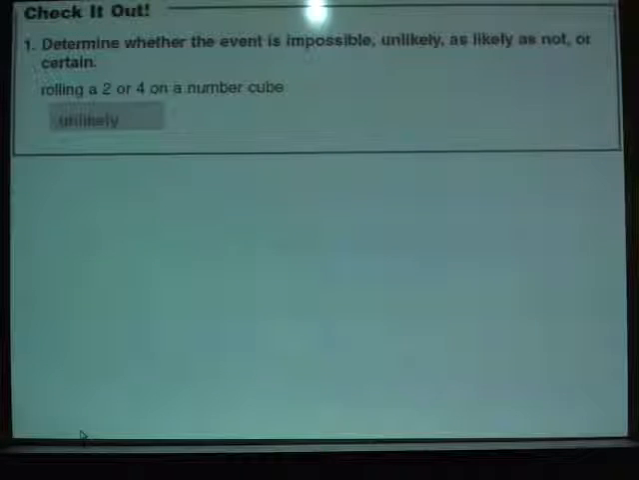So 2 winning scenarios here, 2 and 4. 4 losing scenarios here, 1, 3, 5, and 6. So it's going to be less than 50-50, because 50-50 would be 3 and 3. I'm only at 2 and 4 here. So it's not 0. Obviously, it can happen, but it's not looking too good here. So that one we're going to answer by saying unlikely.